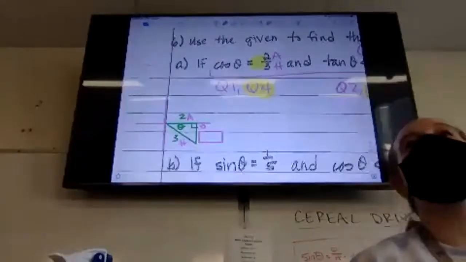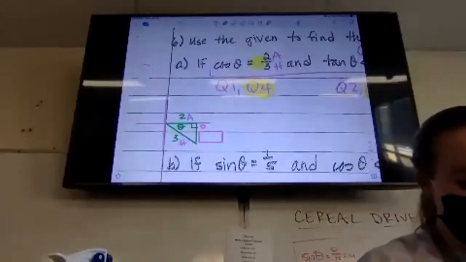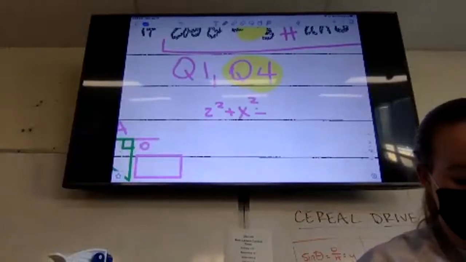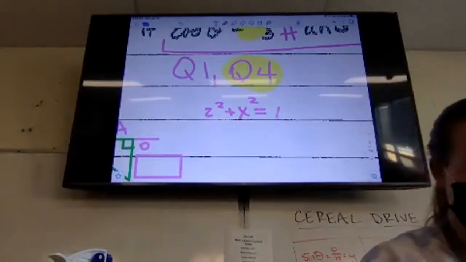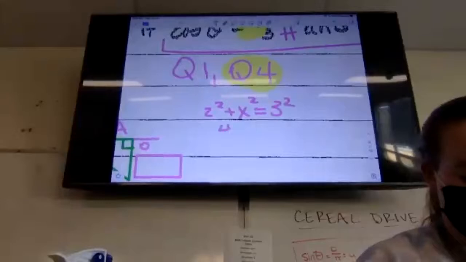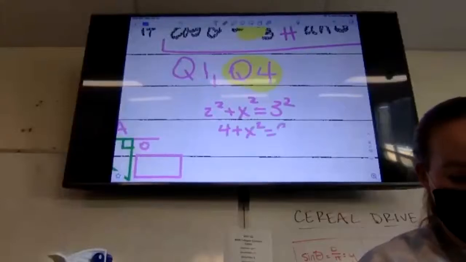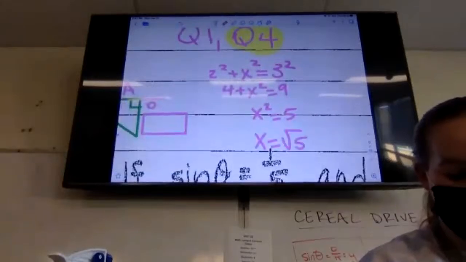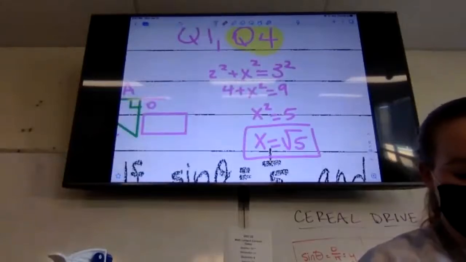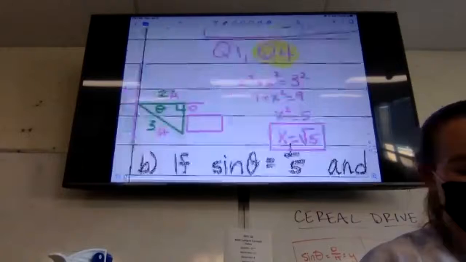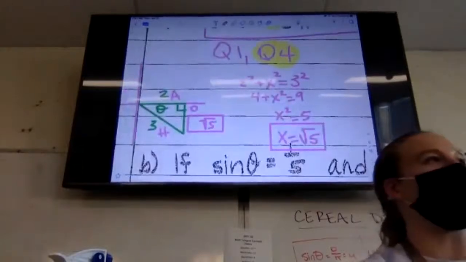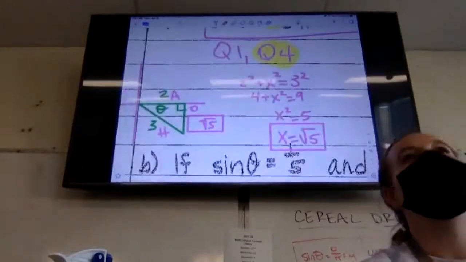Pythagorean theorem. A squared plus B squared equals C squared. Very good. So I'm going to do 2 squared plus X squared equals 3 squared. So 4 plus X squared equals 9, minus my 4 from both sides. X squared equals 5. So X equals root 5. Now, as I go label this in my picture, is it going to be positive root 5 or is it going to be negative root 5? Why is it negative?